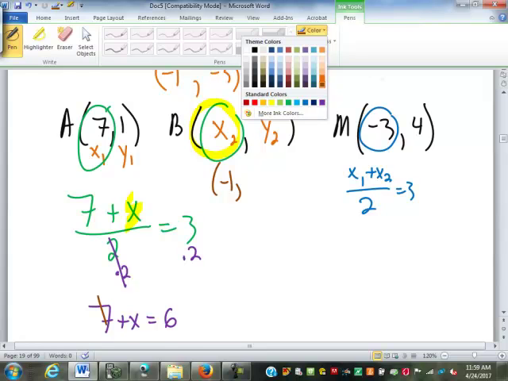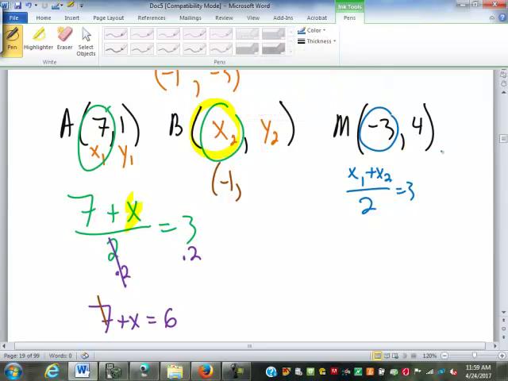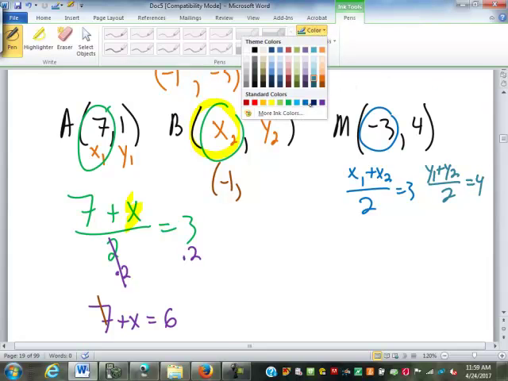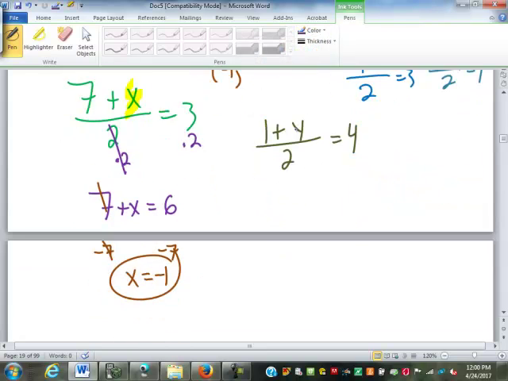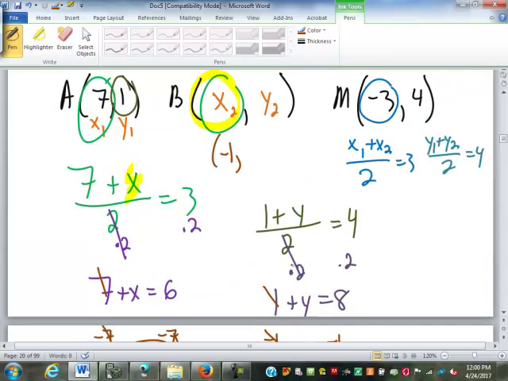Now I know the same thing or similar thing is true for the y-coordinate over here. I know that y1 plus y2 divided by 2 has to equal 4. Well, filling in the pieces, y1 is actually 1 plus y2, I'm just going to label as y, divided by 2 has to equal 4. So to solve it, I'm going to multiply by 2. So 1 plus y equals 8. And I'm going to subtract 1. So y equals 7. So the y-coordinate of that other endpoint is 7.